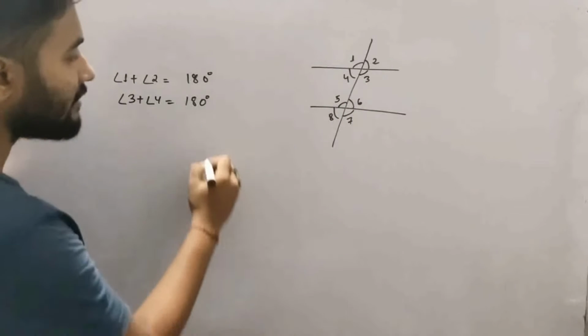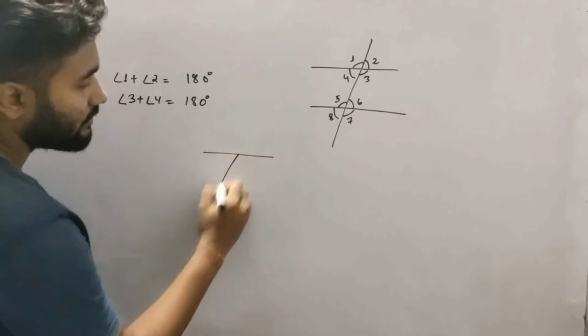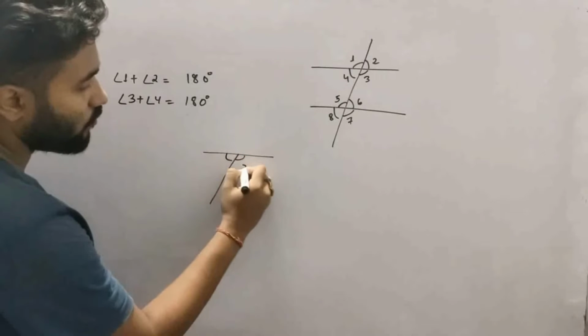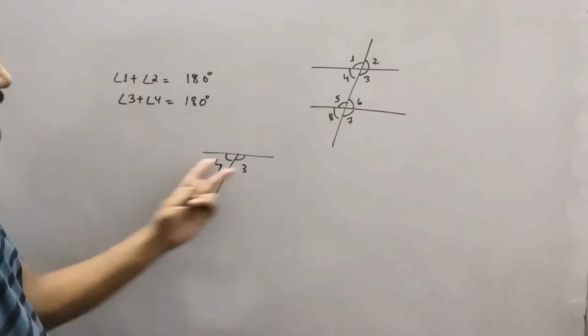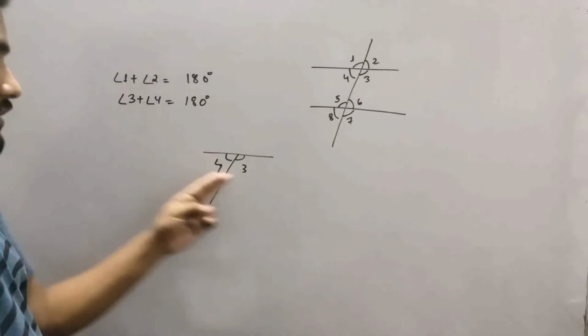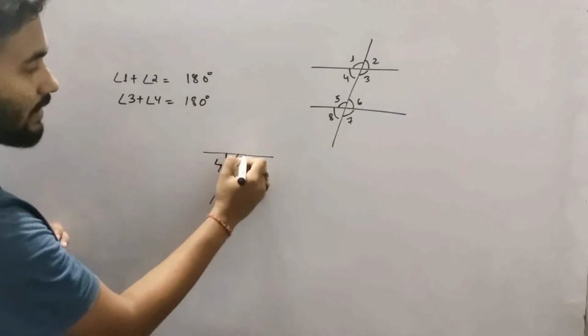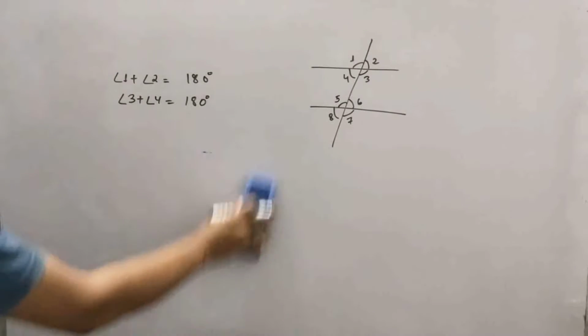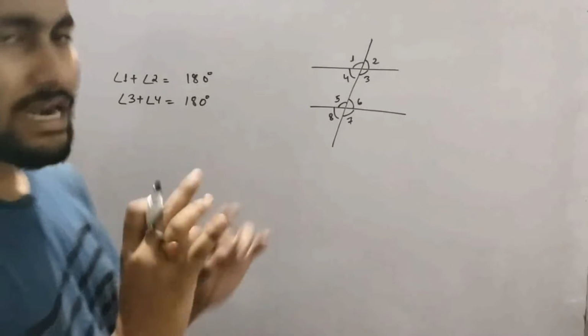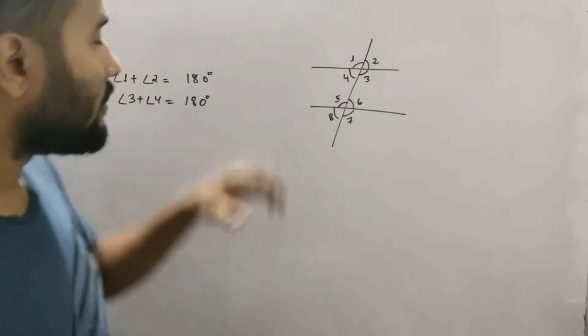Again see, this is a straight line. This is a straight line. So this is 3, this is 4. Yes, the diagram is opposite, downward, but the logic is the same. This is a straight line, so this complete angle is 180 degrees. So 3 plus 4 will also be 180 degrees. This is also a linear pair. So just understand the diagram. That's what I am doing right now.